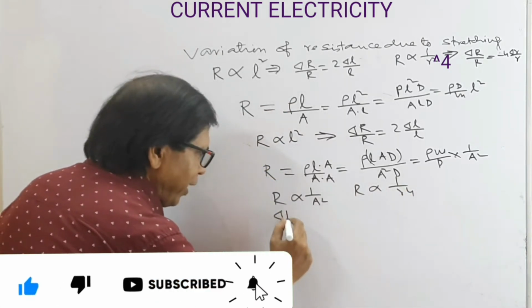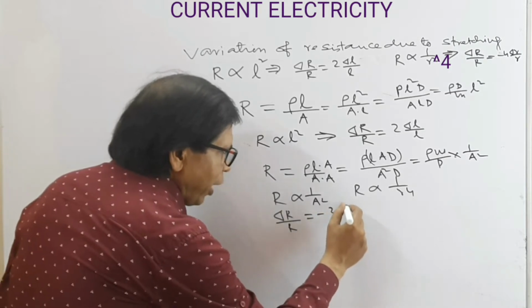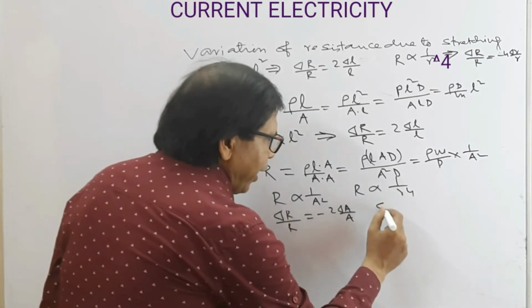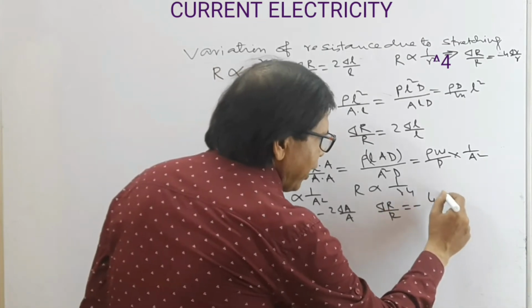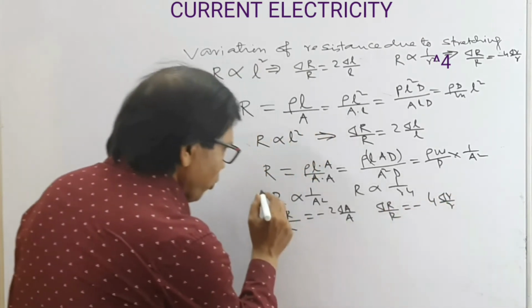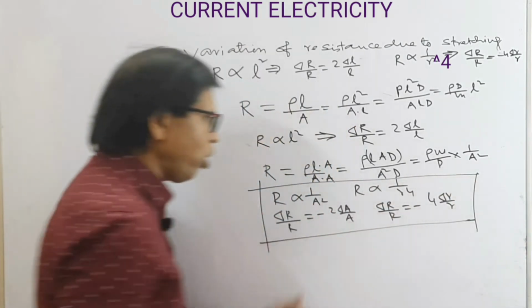So look at this, delta R by R equals minus 2 delta A by A, and here delta R by R equals minus 4 delta r by r. Okay. Now these relations are very important for you.